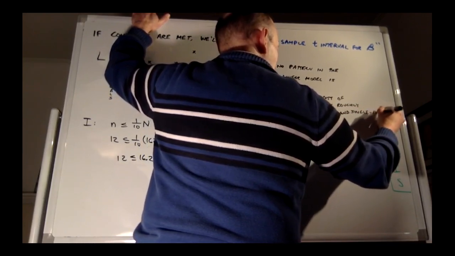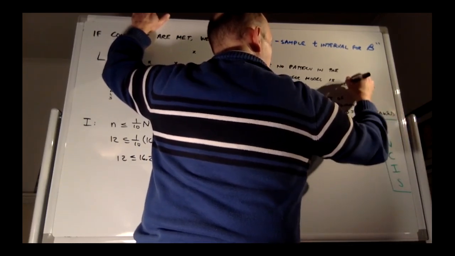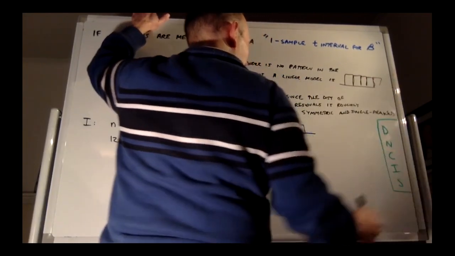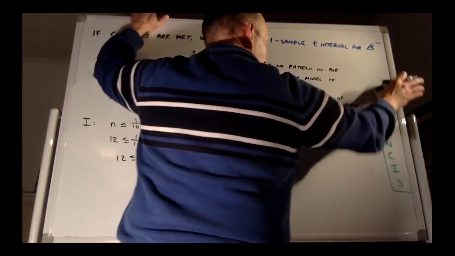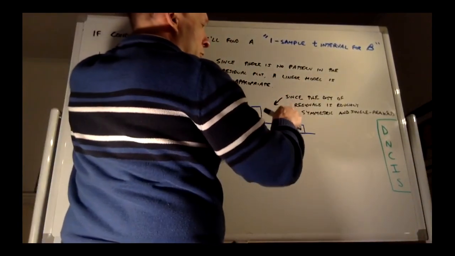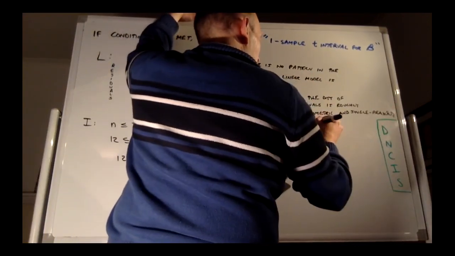That's actually relatively important, right? Because we could have a distribution that's symmetric, but it's like uniform, right? So we don't really want to see that. We want to see single peaked and symmetric. So that's why I added that there. So that's a nice phrase to add to this. So since the distribution of residuals is roughly symmetric and single peaked, the condition is met.